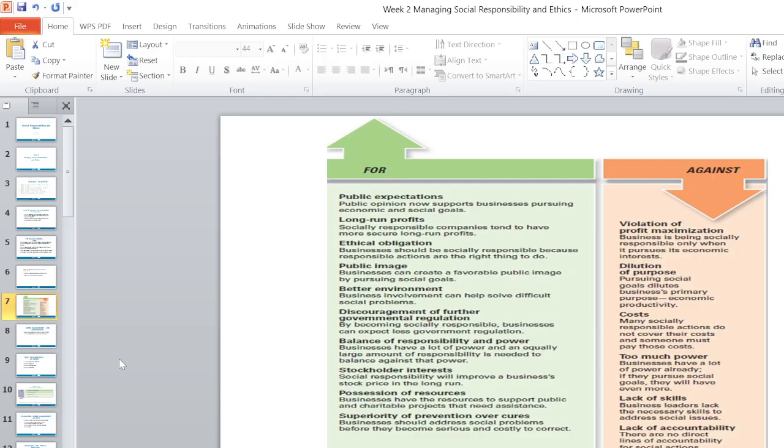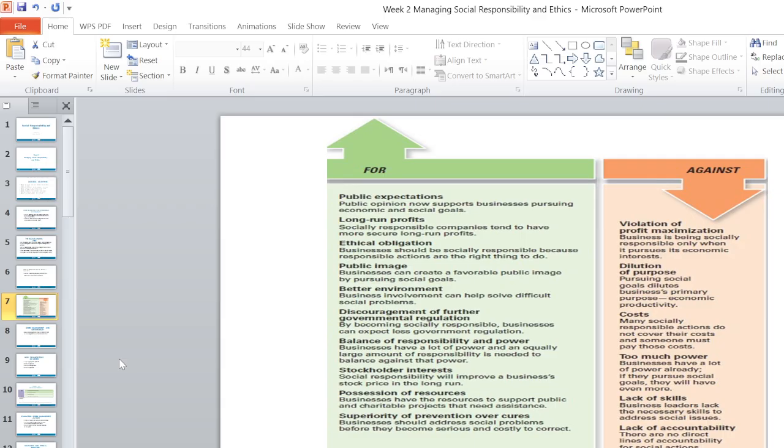So, what are the arguments that are for and against social responsibility for organizations? The arguments supporting the fact that companies should be socially responsible are the following: public expectations. The public opinion of the people within that community expects these companies to be responsible for the society, and besides the business and the profit, they have to pursue economic and social goals that are going to help the society.